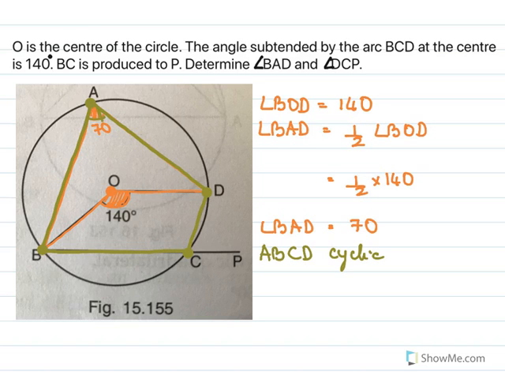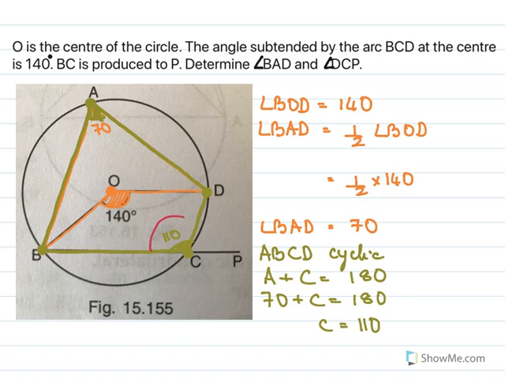Now if they're cyclic, that means you have angle A plus angle C equal to 180, opposite angles. A plus C is 180. So A is 70, plus C is 180. So C you get 110. So here we got C as 110.